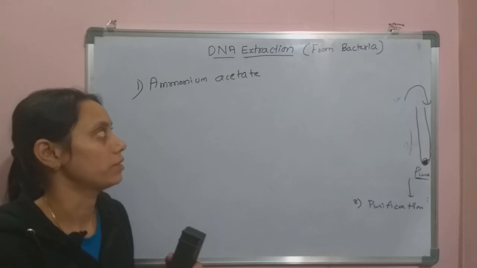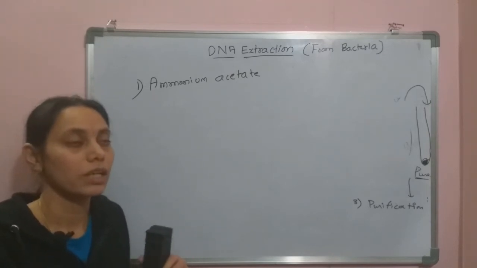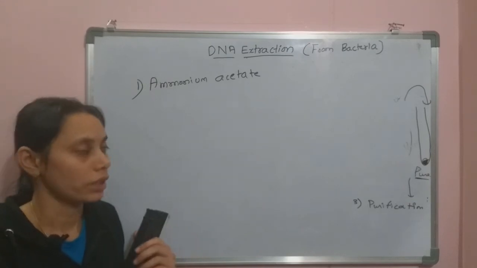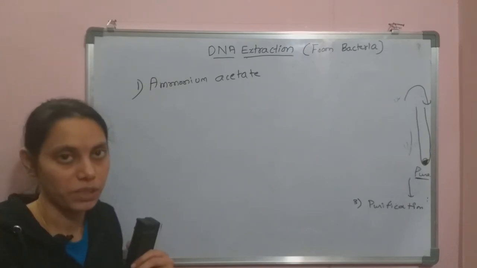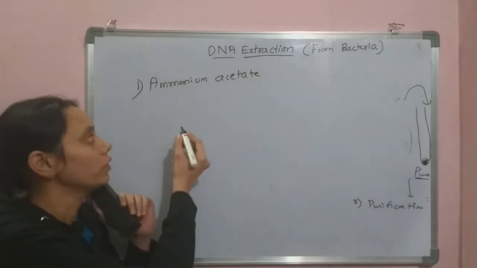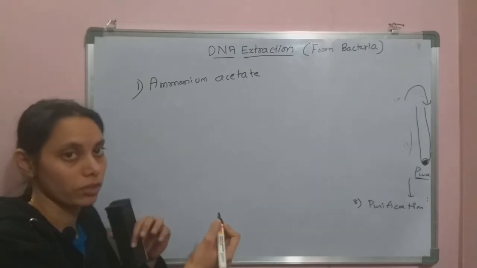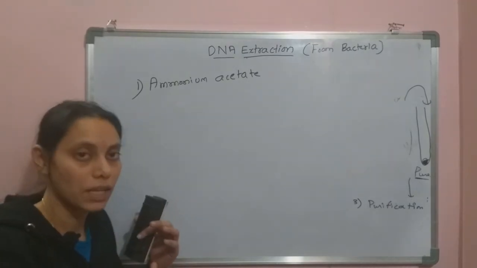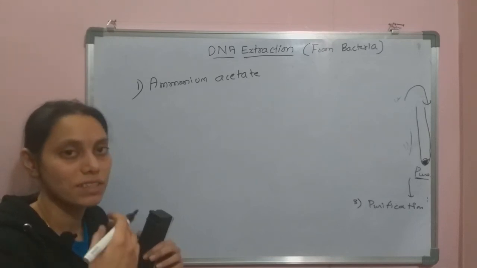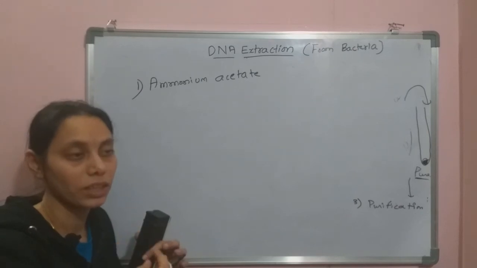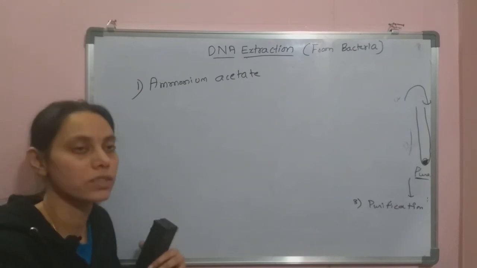So here we are going to use ammonium acetate. This ammonium acetate increases the ionic strength of the solution so that the DNA will be easily precipitated. So this is similar to the salting out procedure. Not only ammonium acetate, any divalent salt can be used here to increase the ionic strength of the solution so that the DNA will easily precipitate in the following steps.